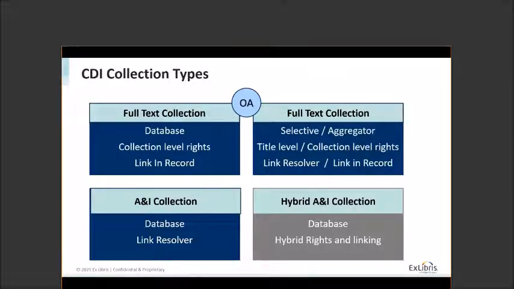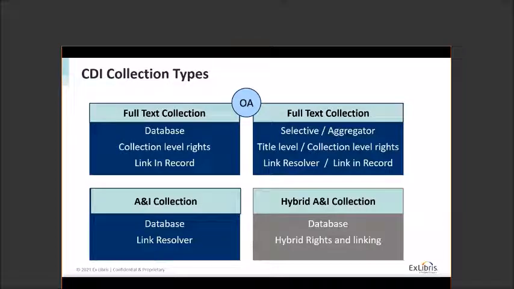Okay, so after explaining about the rights process, we can now look at and better understand the CDI collection types. I try to group the types into four, or you could say 3.5 groups. The gray one is still in progress, and I will explain this a bit in the next slides.